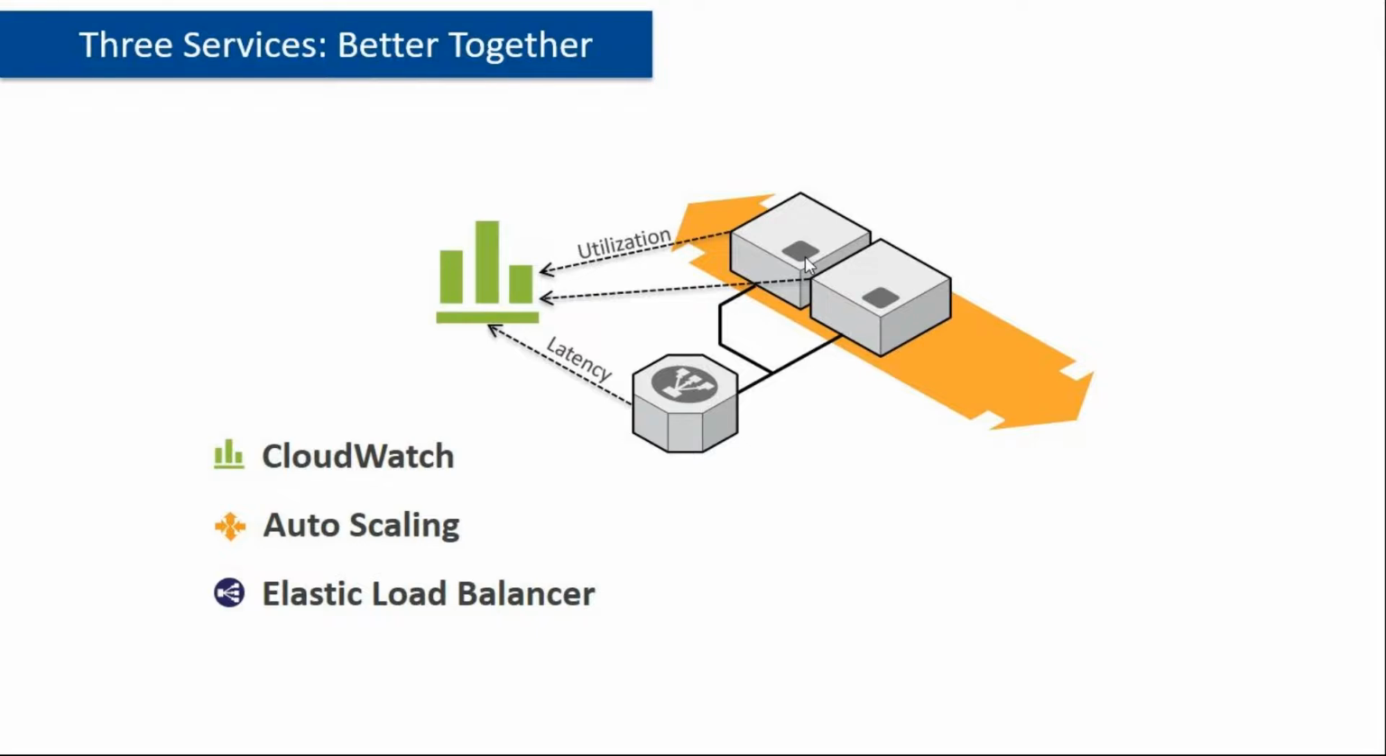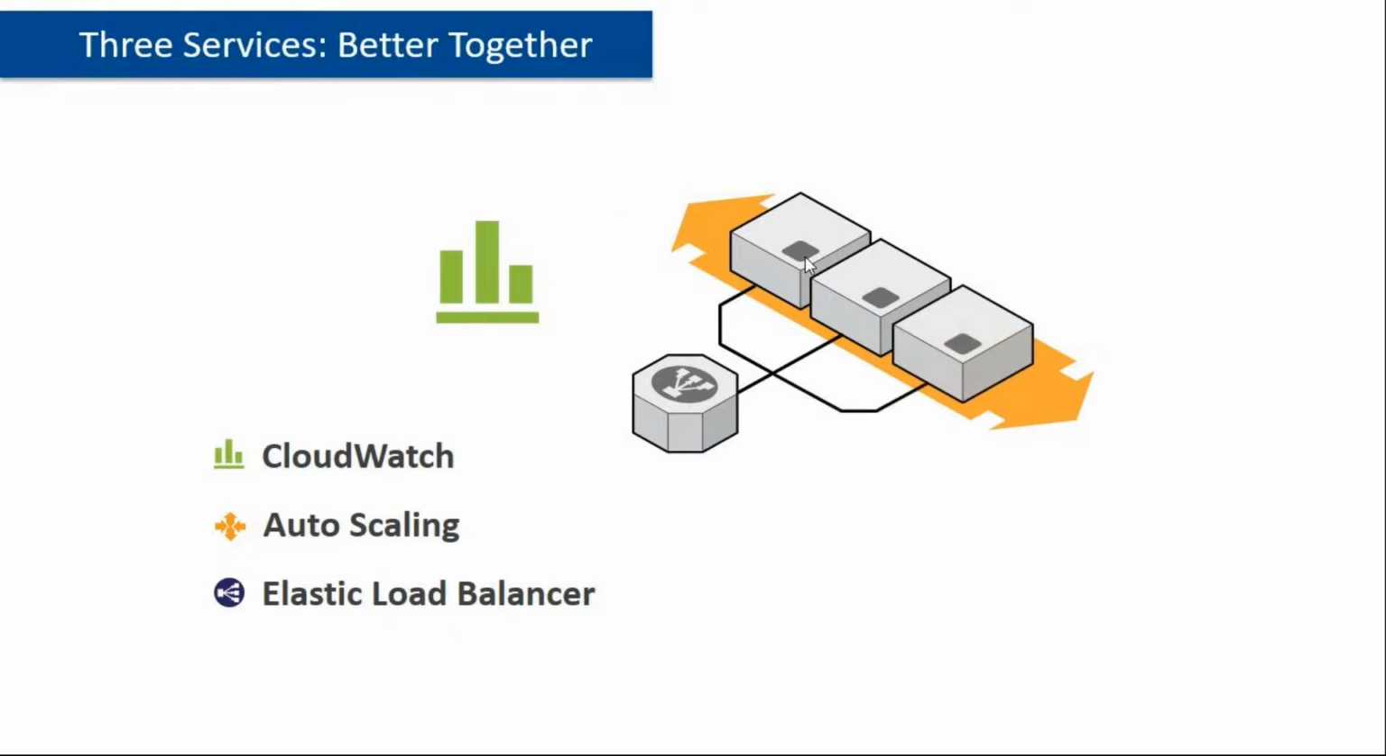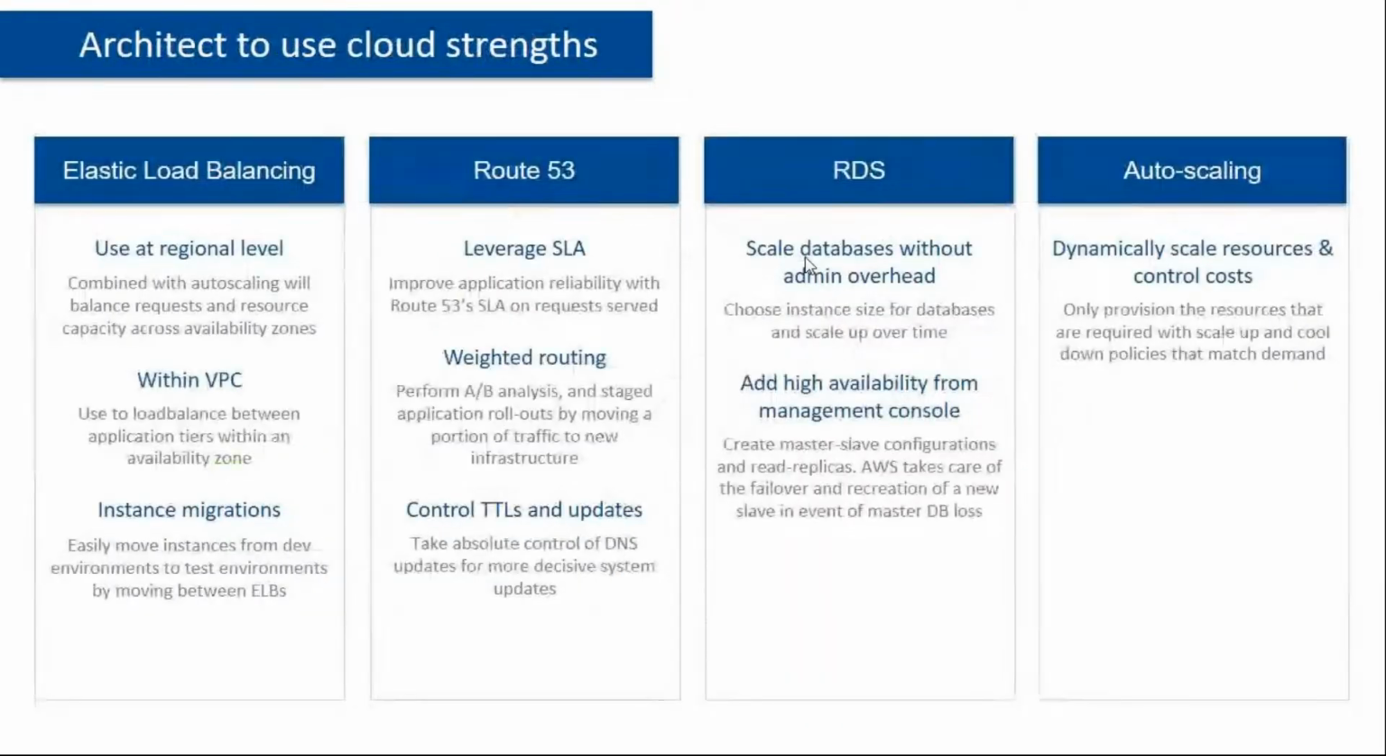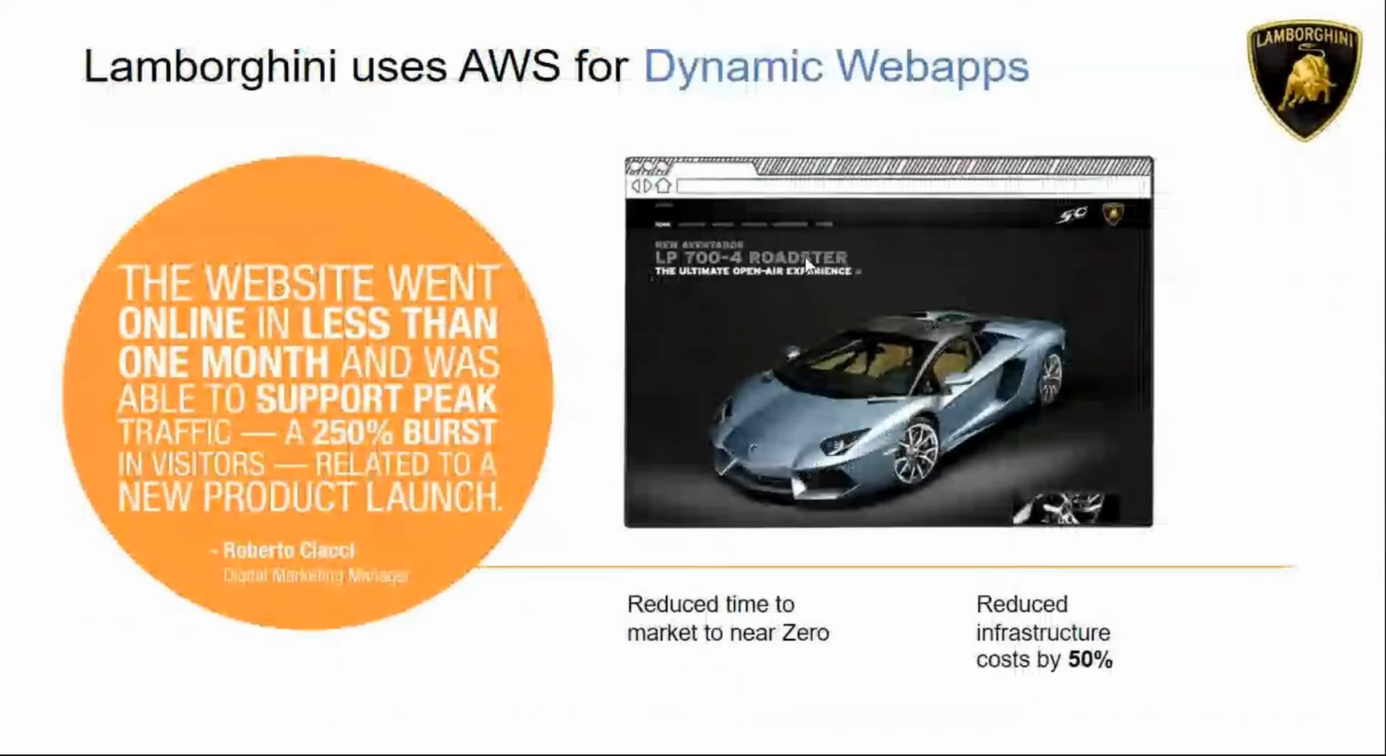So all these parameters, utilization and latency, will be kept in check by using these three services. So the architect used cloud strengths like Elastic Load Balancer, Route 53, RDS and Auto Scaling. So these are some use cases.